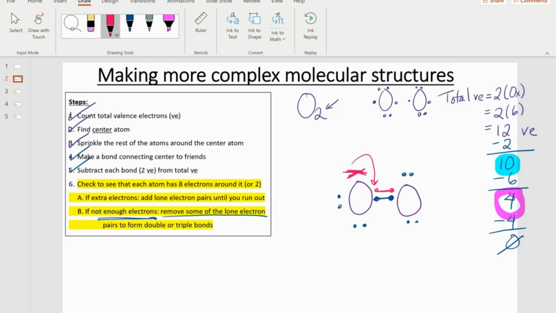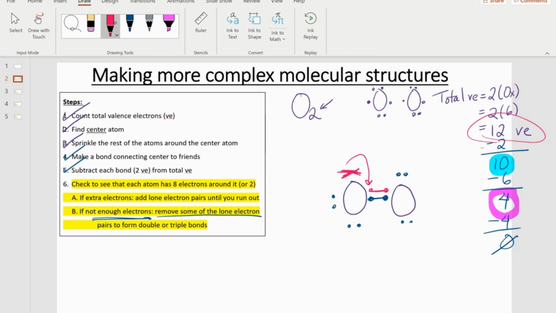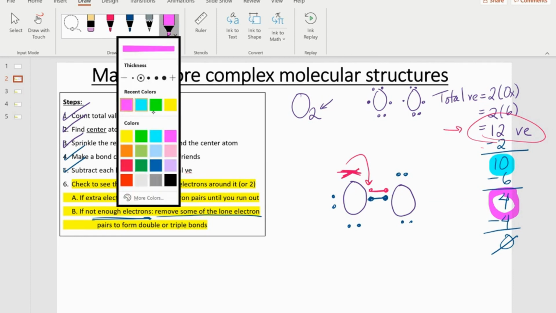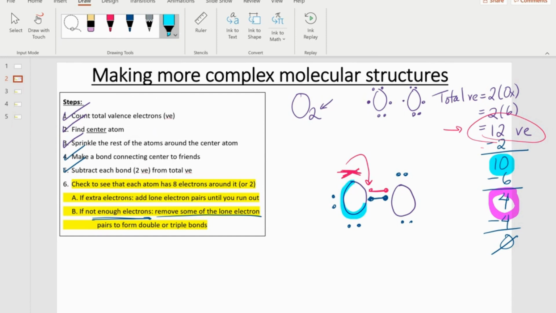If I do that, we still have, remember we started with 12? If I count, I have 1, 2, 3, 4, 5, 6, 7, 8, 9, 10, 11, 12. So I still have those. And if we go back through and double check, this oxygen right here has 2, 4, 6, 8, so it's good. Let's look at the other one. This oxygen has 2, 4, 6, 8. So both of them have 8, which means we have fulfilled step 6, and everybody is good to go.